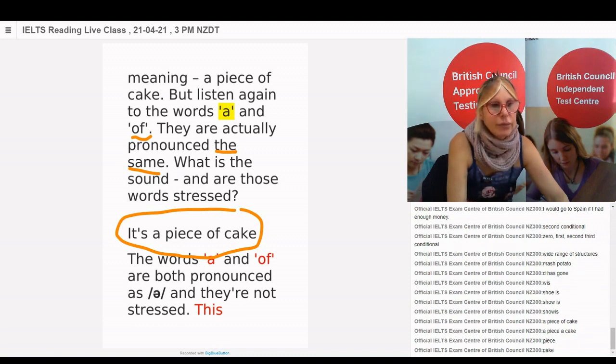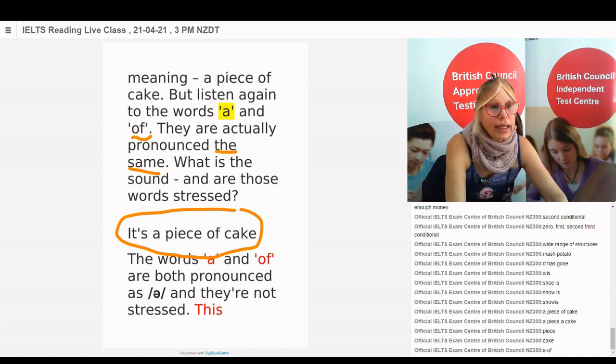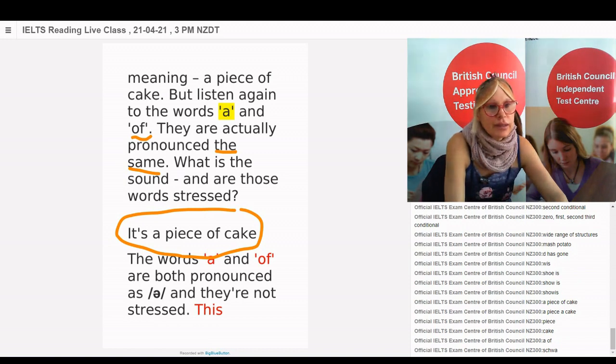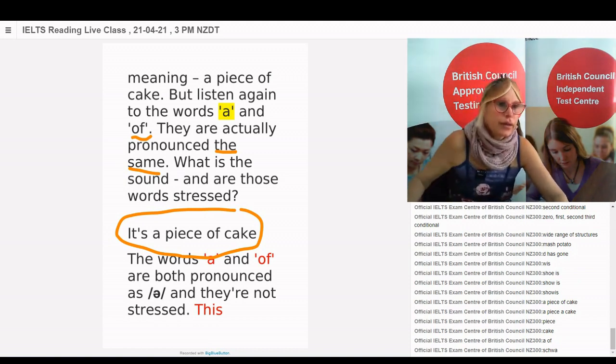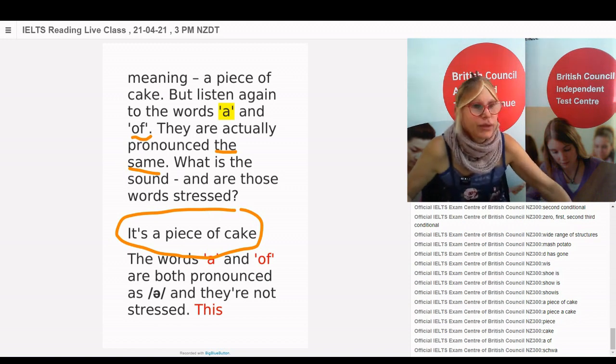If I say, would you like a piece of cake? I'm making cake sound louder. But I'm not pronouncing strongly a or of, the schwa. I'm not saying it strongly at all. The a and the of, the schwa sound, never gets pronounced strongly. Are you guys following? Just type in the text box if you can.